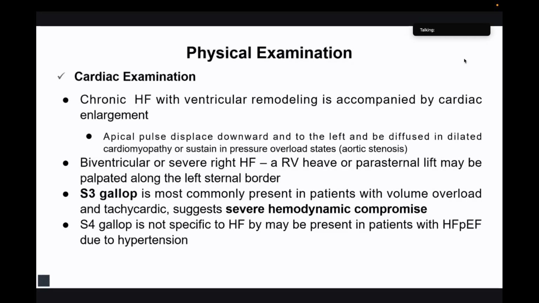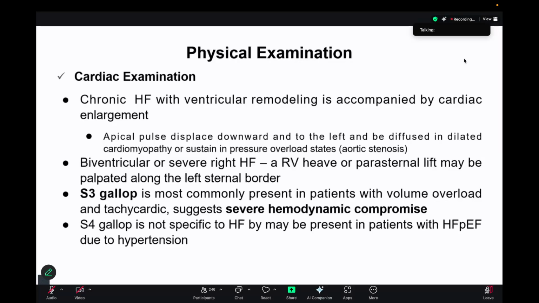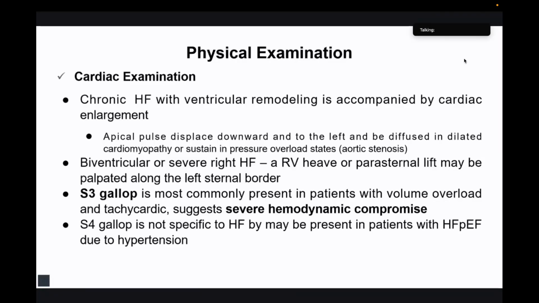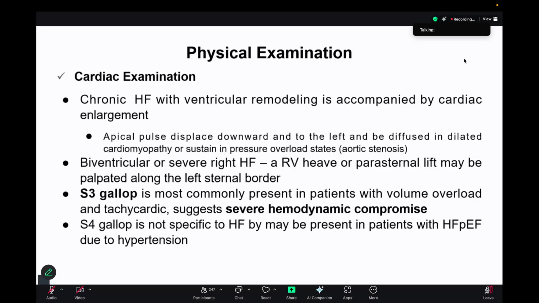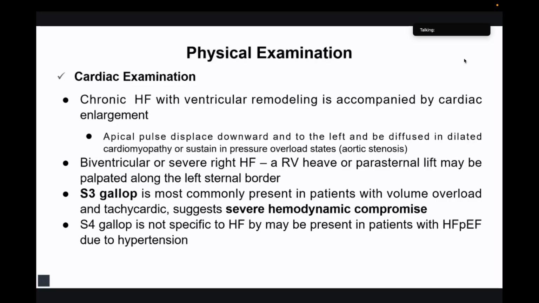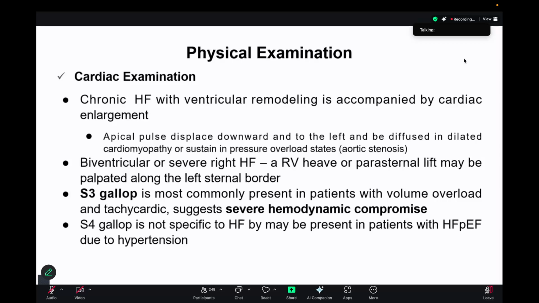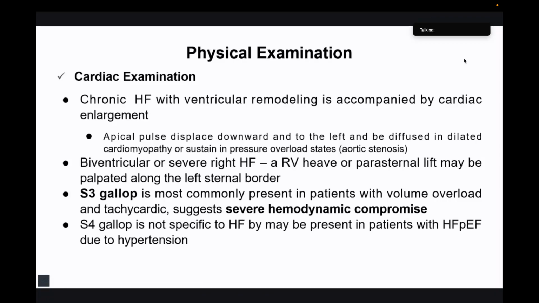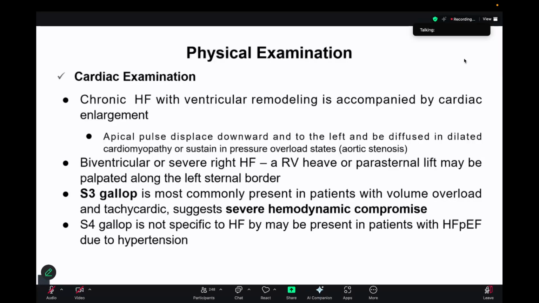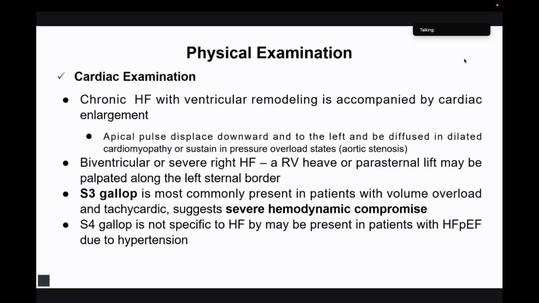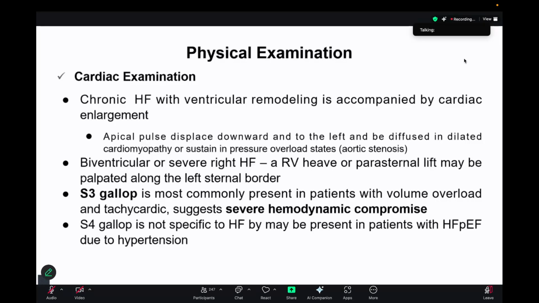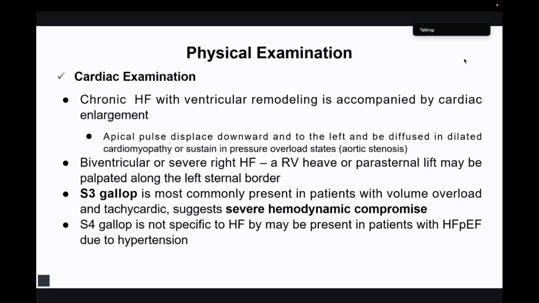So of course, in heart failure, it is important to do a cardiac examination. Chronic heart failure with ventricular remodeling is accompanied by cardiac enlargement. On PE, this is presented as an apical pulse displaced downward and to the left, and it can be diffused in patients with dilated cardiomyopathy or sustained in patients with a pressure overload state such as aortic stenosis. In patients with biventricular or severe right-sided heart failure, they can present with a right ventricular heave or a parasternal lift that may be palpated along the left sternal border.